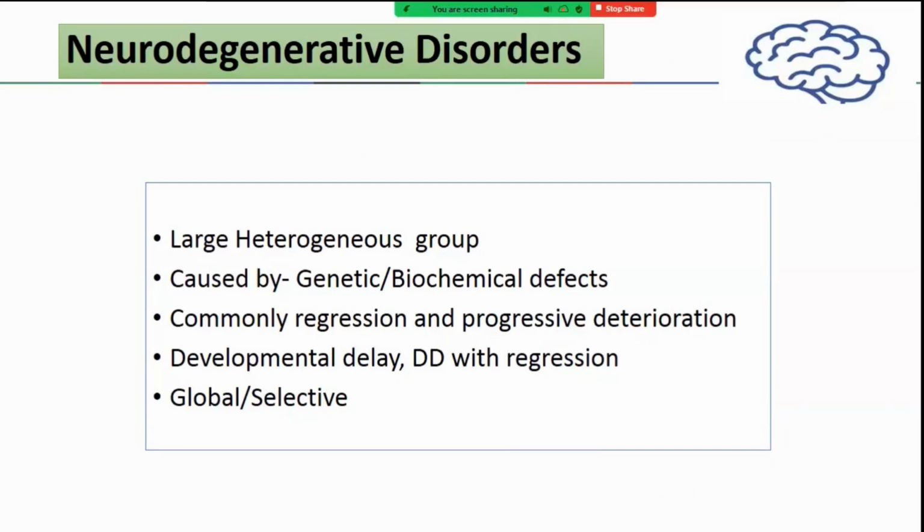And another thing which we need to remember is that it is not necessary that you always will have a period of normalcy. You may have a period where there was some delay, attainment of some milestones, and after that there will be regression, right? So developmental delay with regression can also be a presentation, and developmentally normalcy with regression can also be a presentation.